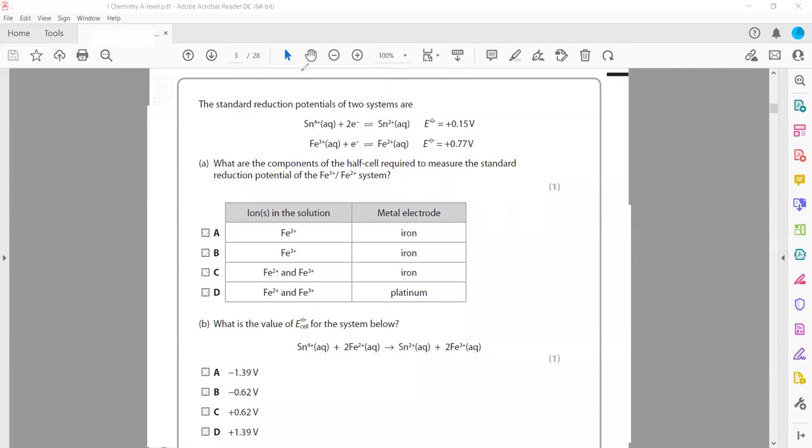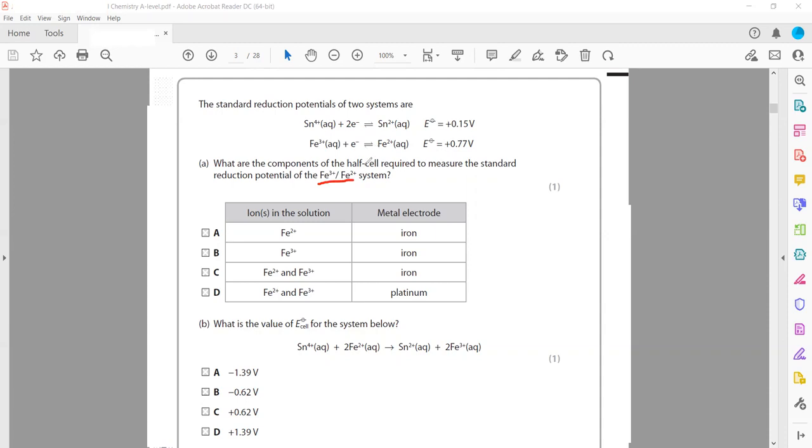The standard reduction potentials of two systems are shown. Sn4+ takes 2 electrons to turn into Sn2+, the electrode potential is 0.15, and iron 3 gains an electron to turn into iron 2, the electrode potential is 0.77. What are the components of a cell required to measure the standard reduction potential of the iron 3 and iron 2 system?